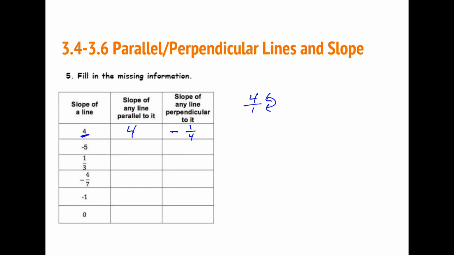So if it's going to be parallel, then they are going to have the same slope. So negative 5, it'll be the same number. And then the slope of anything perpendicular to it will be opposite reciprocals. So since this is a negative number, this one's going to be positive. And then we want to flip that fraction. And just like 4 over 1, this is going to be 5 over 1. We flip that fraction, and we get 1 over 5.